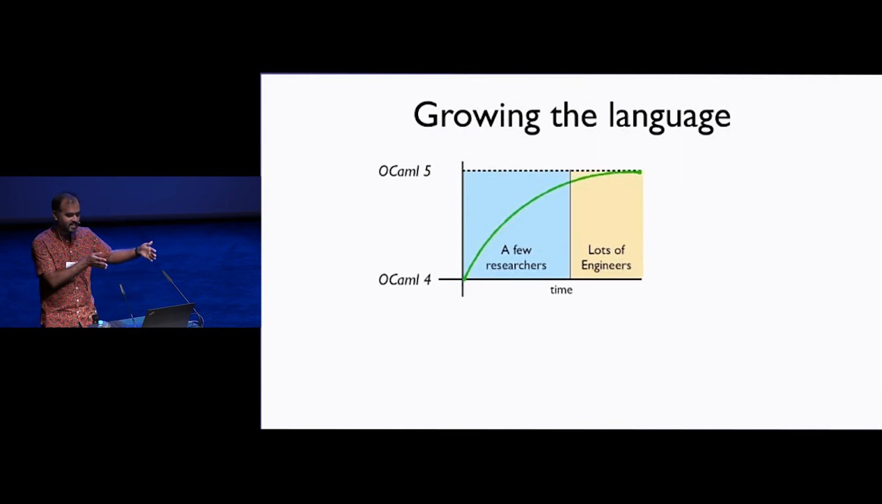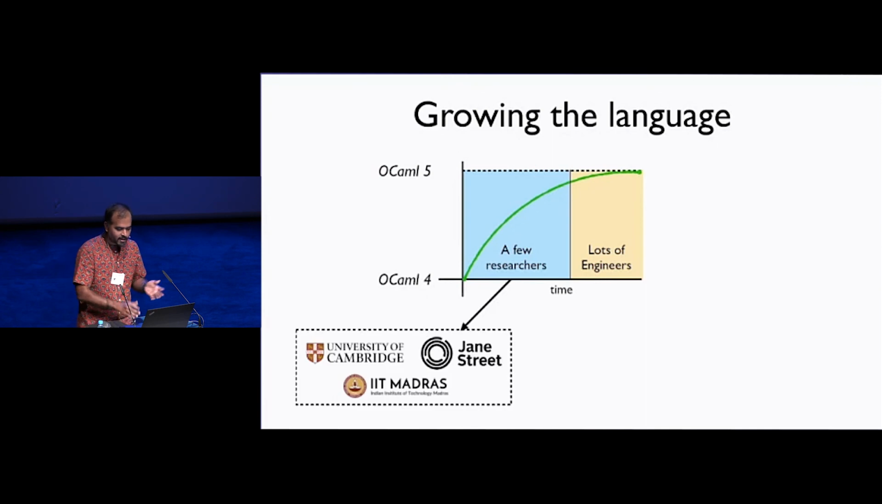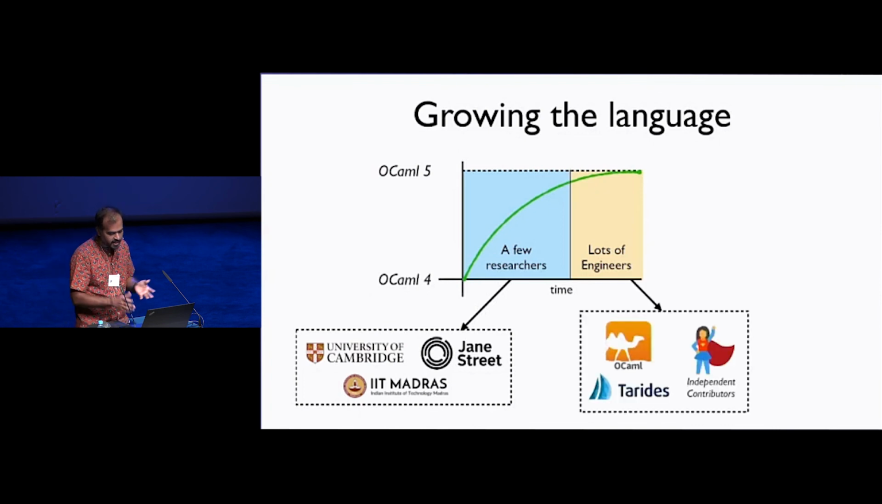And while the first 90% could be done with few researchers, it turns out that you require a lot of engineers for the rest 90%. So the research was primarily driven from University of Cambridge, IIT Madras, and Jane Street. And today, OCaml core team, engineers from Tarides, and a lot of independent contributors have been working on getting the language across the line.